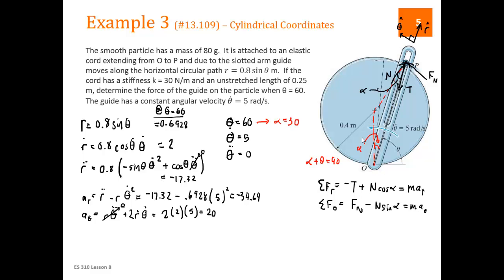So we've got alpha. Now let's talk about T. T is tension in an elastic cord, so it's a spring. We're given a spring constant, in fact. So T is equal to k times the stretch in the spring. We're told that the cord is unstretched at 0.25, and currently it has a length of r. So T is 30, which is k, times r minus 0.25, the current length minus the original length. That equals 30 times 0.6928 minus 0.25.